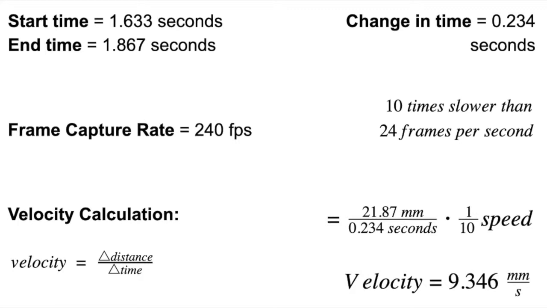This is 10 times slower than the normal 24 frames per second. So in the velocity calculation, the change in distance over the change in time was divided by 10 to account for this slow frame rate. The velocity was calculated to be 9.36 millimeters per second.